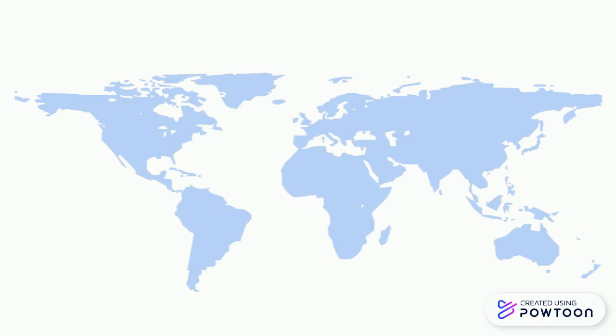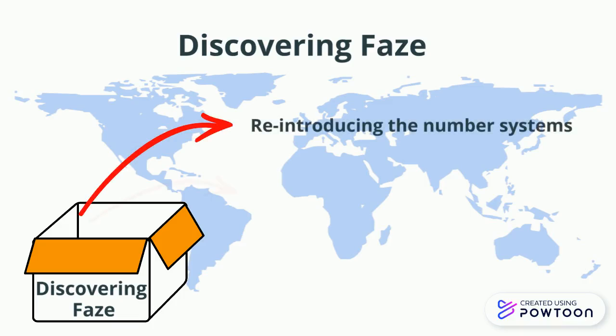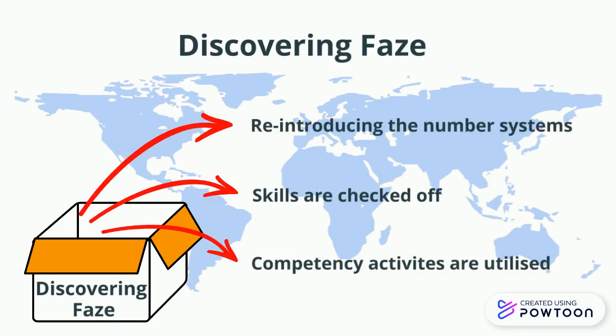This can be unpacked in the discovering phase of the sequence, as this is the first sequence and is primarily a reintroduction to the number systems. Certain skills are checked off by the teacher to ensure the lesson is effective and the activities are completed to an adequate level for a Year 5 student.